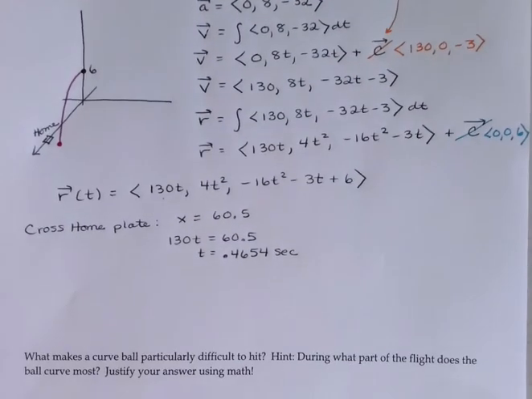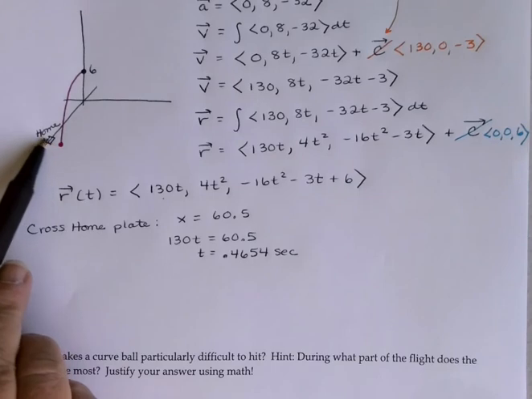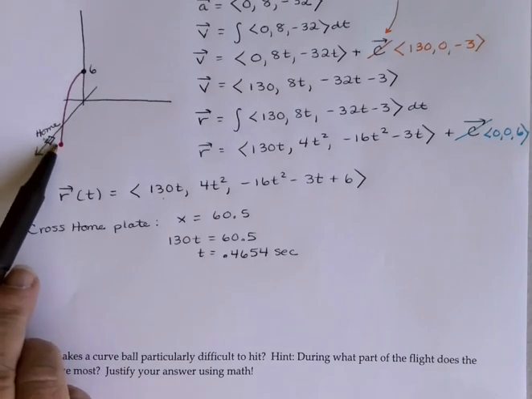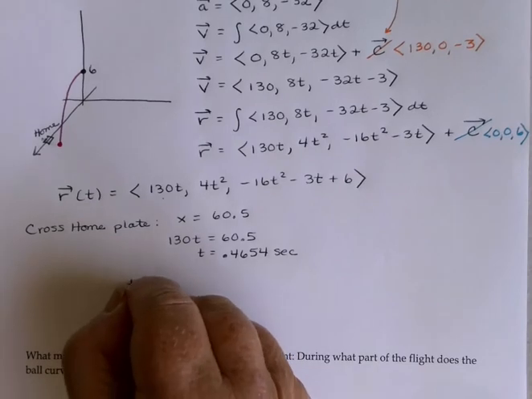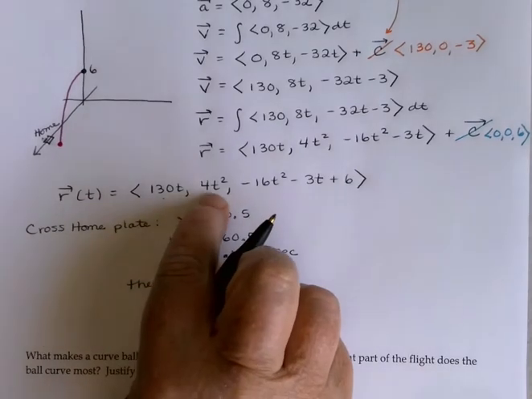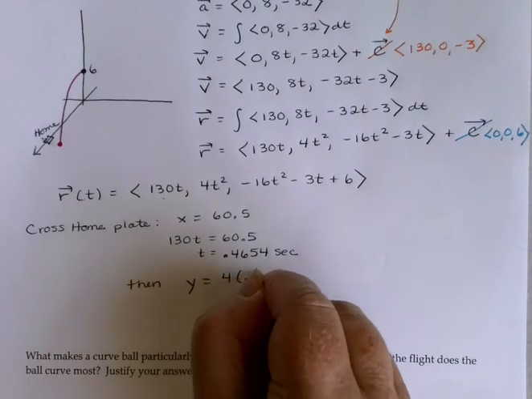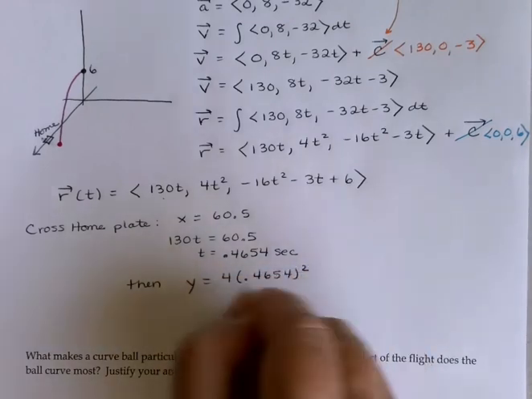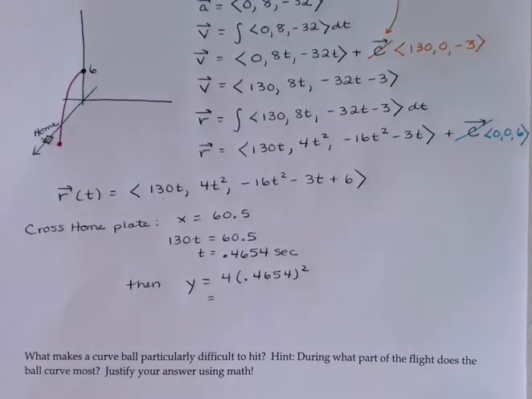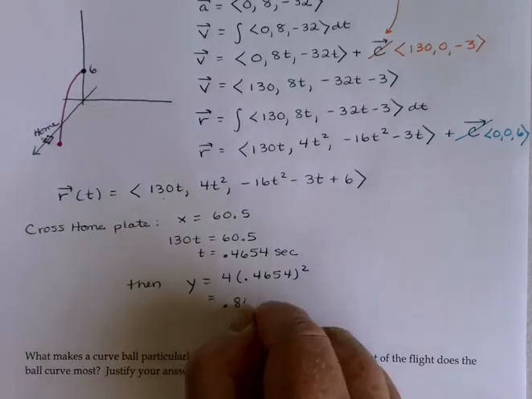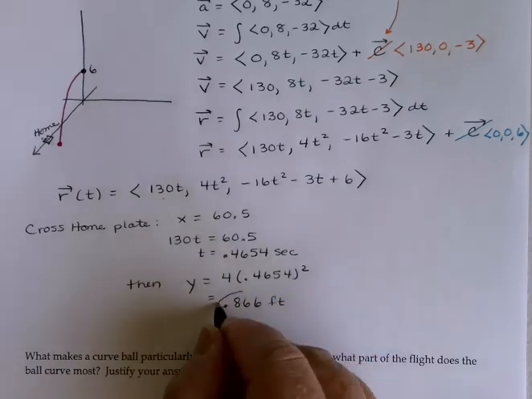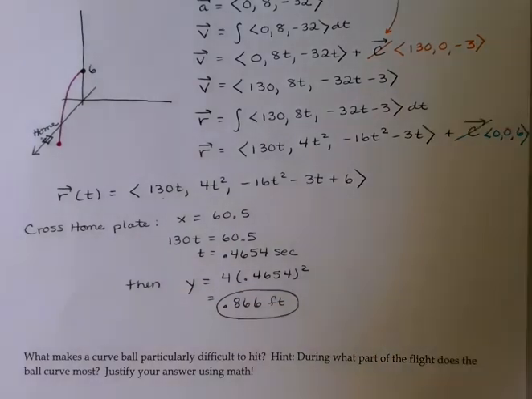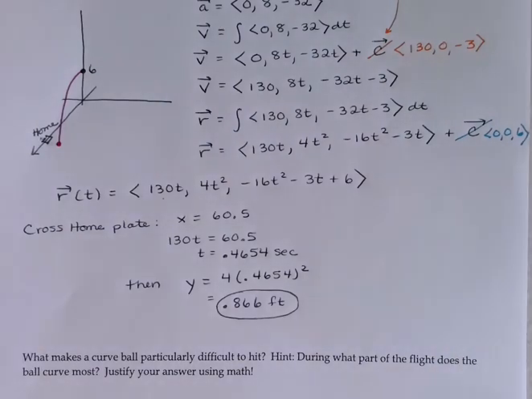All right, I need to know how far off center I'm going to be when we have that x value. So I really want to know this y value, how far off center. And my y is 4 times t squared. And I'm getting about 0.866. So this particular curveball is going to end up crossing home plate about 0.866, just a little less than a foot off center.